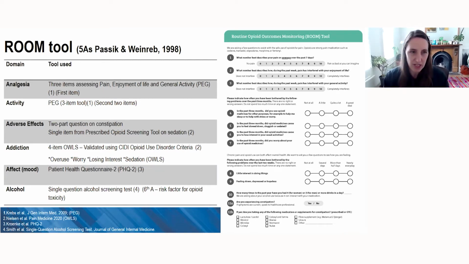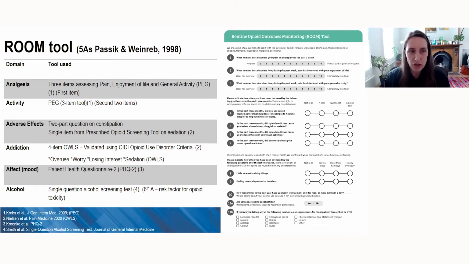In terms of analgesia and activity, we've got the PEG tool, and I'll go into that in the next slide in more detail. But that assesses both current pain, but also enjoyment of life and general activity in the context of the pain that people are experiencing. In terms of measuring adverse events, we've got questions on constipation and also on sedation. And then you can also conceptualize addiction, while being a domain on its own, as also being a side effect that we know can happen with opioids.